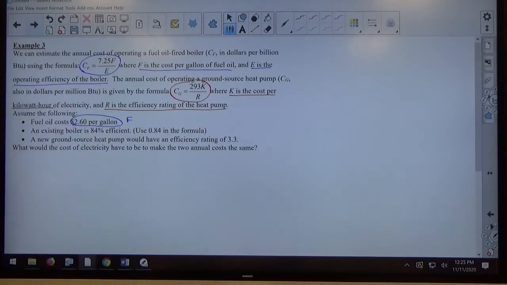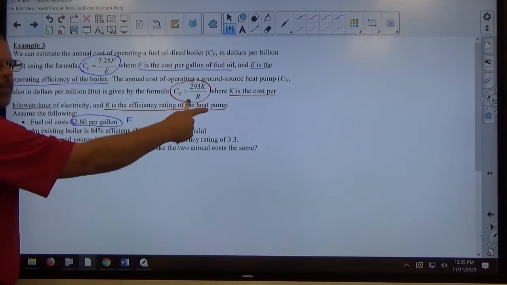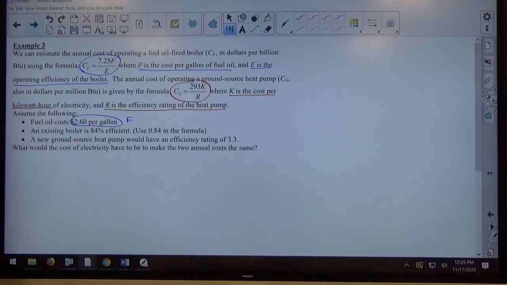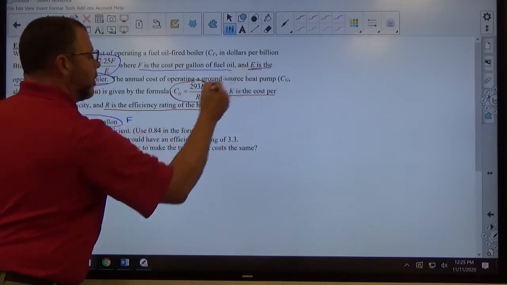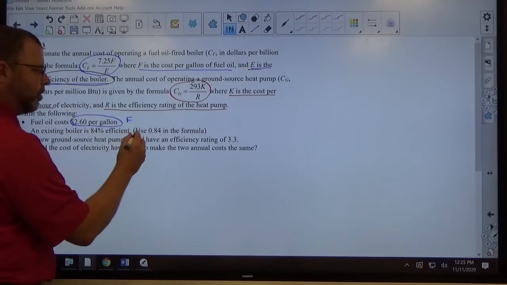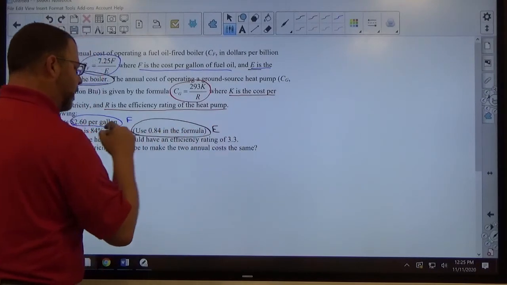An existing boiler is 84% efficient. Okay, now, is that going to be E or R? They're both efficiency, right? So let's look and see. E is efficiency of the boiler, R is efficiency of the heat pump. So again, I'm reading the words in order to know what things are. This says existing boiler is 84% efficient. Efficiency of the boiler is E. So this is E. And notice it says use 0.84 in the formula. So I'm going to put E equals 0.84.